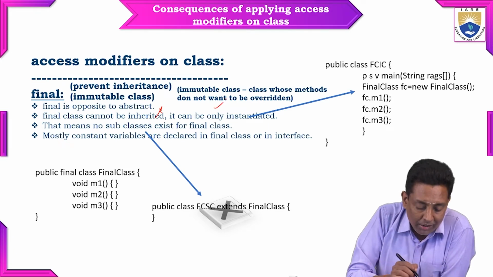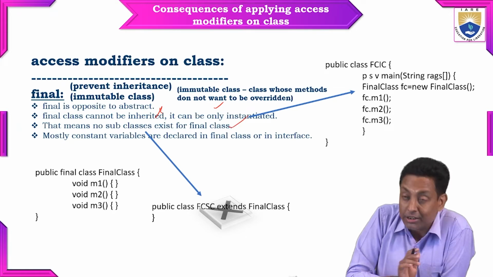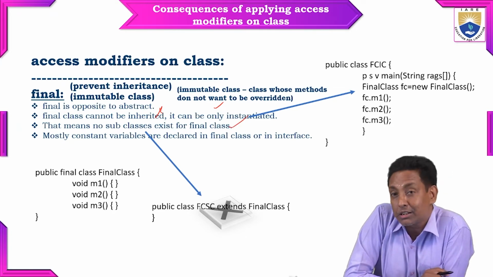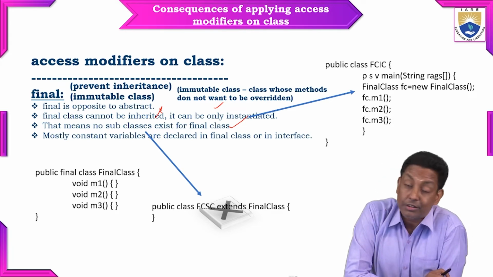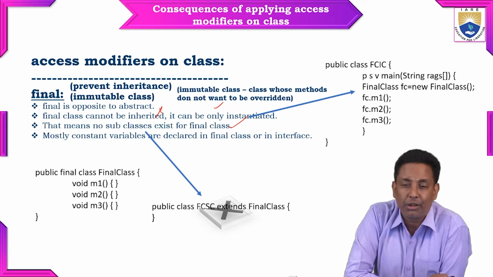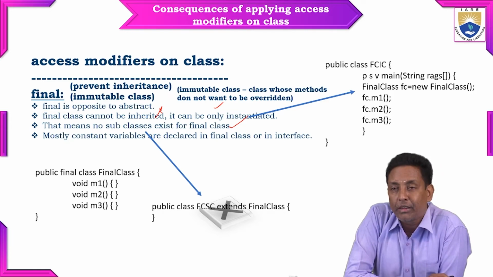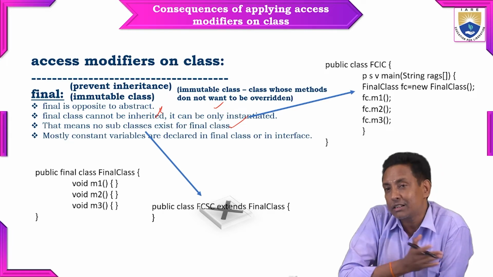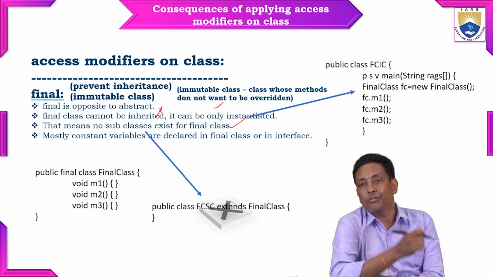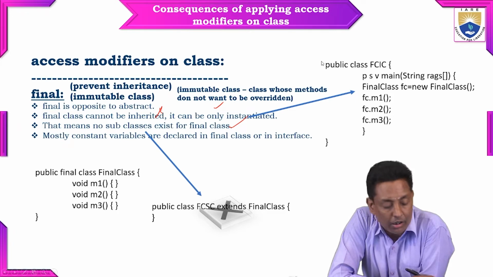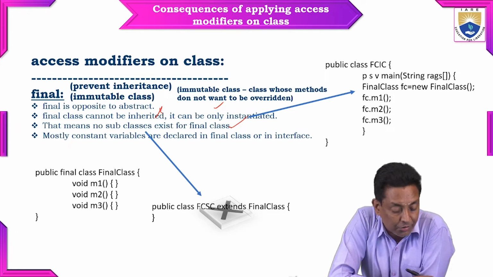Very good. That means no subclasses exist for final classes. In Java, abstract classes are plenty, and final classes are also plenty. So many final classes exist in the Java API. From each package, I can show you 1 to 10 to dozens of final classes. Yeah, that means no subclass exists for final classes.